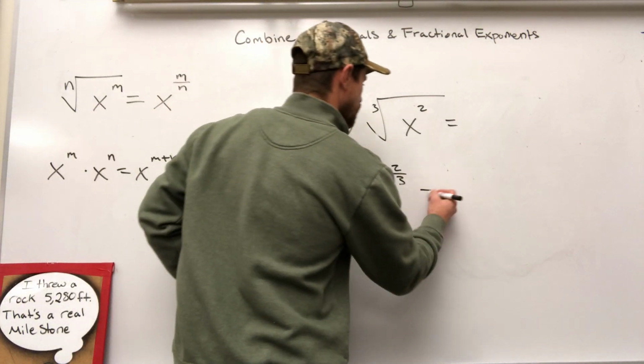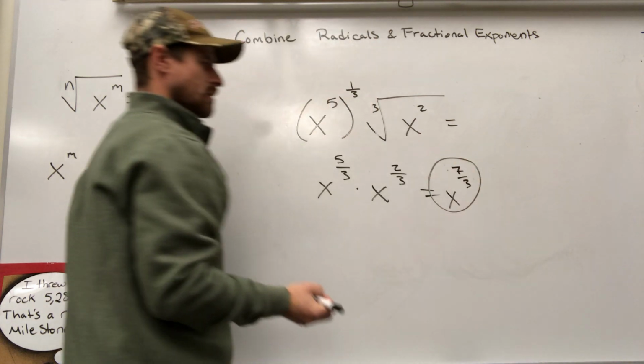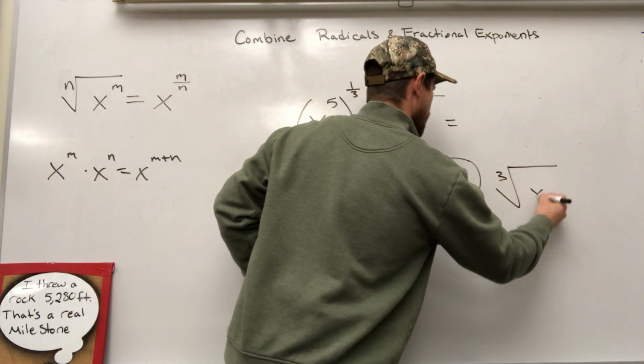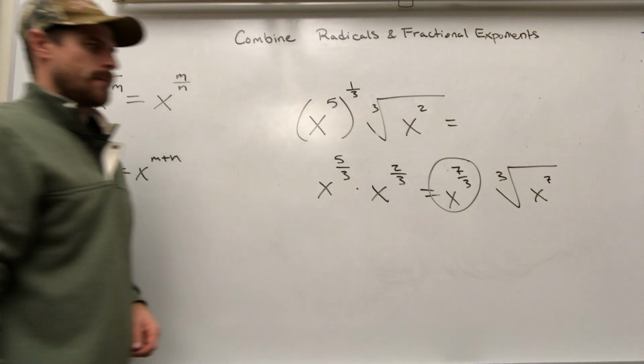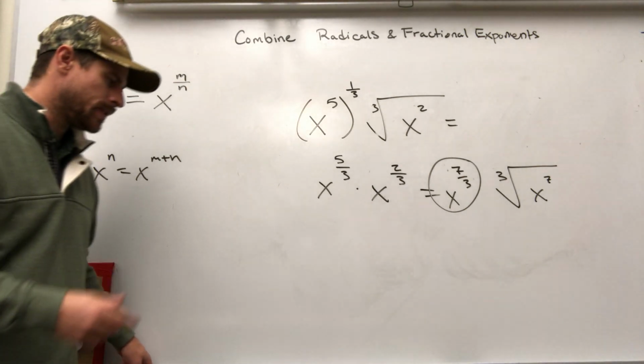5/3 plus 2/3 would make 7/3. So my answer is x to the 7/3 or cube root x to the 7th power. Okay? Again, hopefully that's making sense to you.